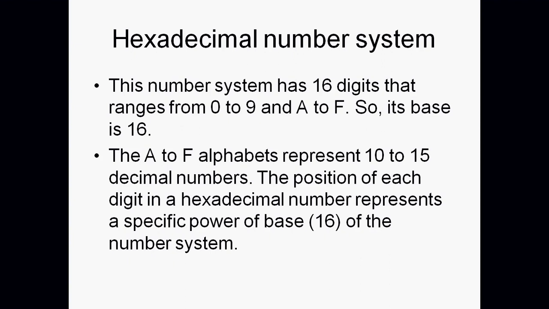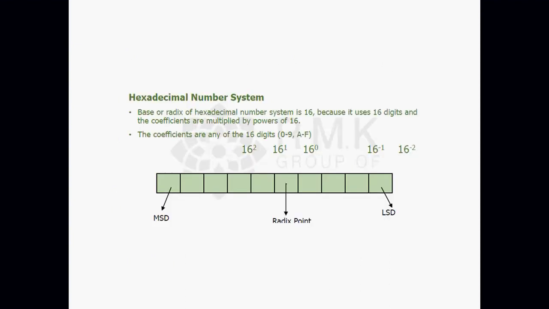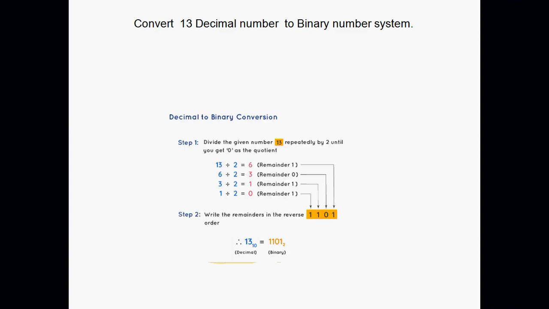So far we have seen various types of number systems, such as the decimal number system, binary number system, octal number system, and hexadecimal number system. Let's see the conversions, how a decimal number is converted to binary. Let me show it in this slide. This slide describes how the decimal number system is converted to binary.